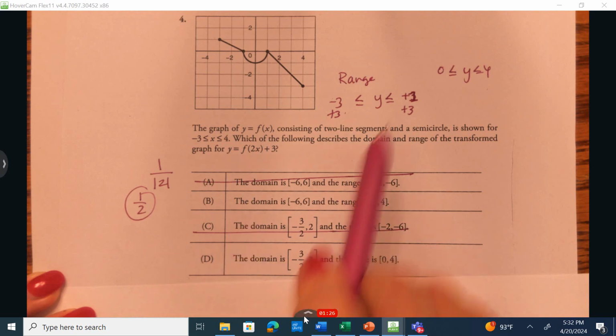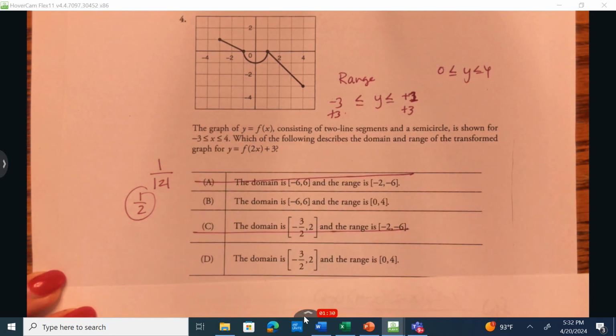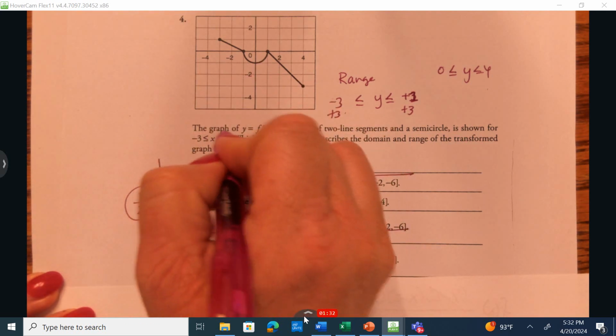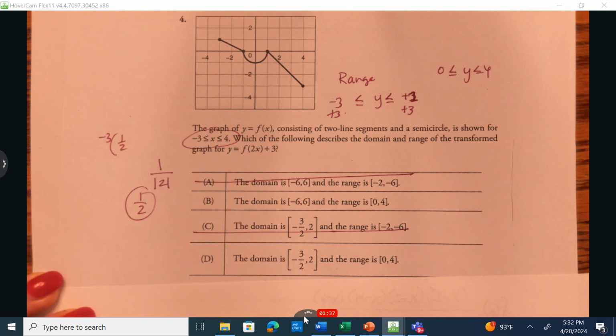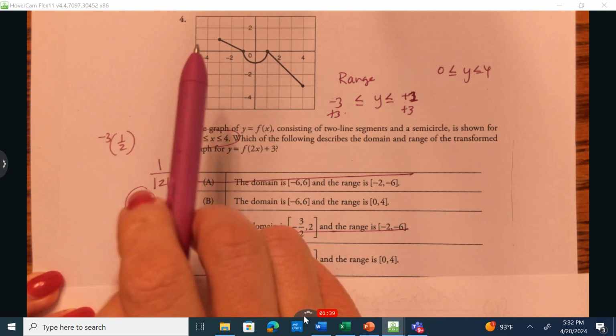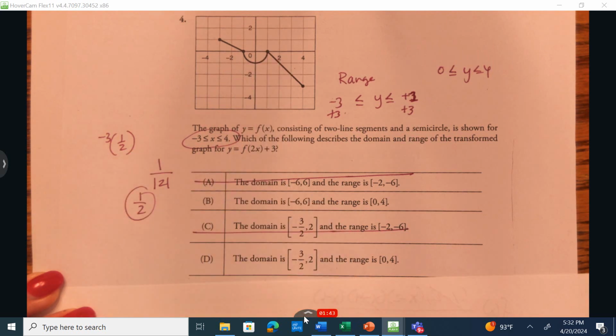We're working with domains, so instead of y's, we're going to work with x's. My x's are right here, and so I'm able to take -3 and multiply it by 1/2, because that's ultimately what I'm doing. I'm taking each of these x values and multiplying it by 1/2.